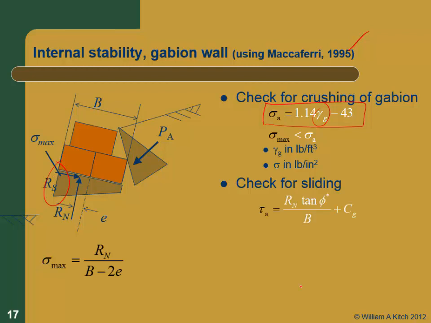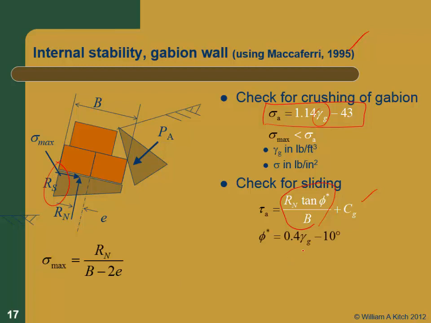Then we're going to check for sliding. Now in sliding, we've got two components of sliding. One component is our regular frictional sliding. I'll talk about that in a second. The other is that these gabions are not just stacked on top of each other. You actually tie them together. You've got these little ties that you tie the baskets together. Well, that's a shear resistance when you tie the baskets together. So there's an interlock between the baskets that also provides resistance. So there's two pieces of resistance there.